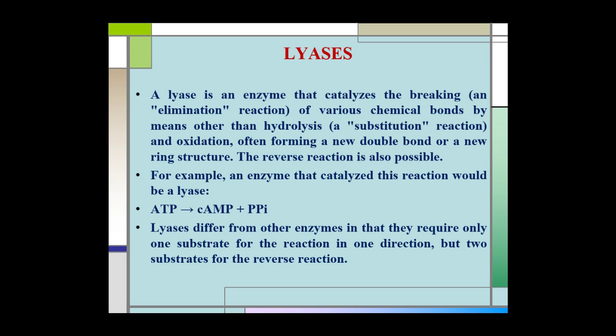For example, an enzyme that catalyzes this reaction would be a lyase. In this reaction, the ATP is converted to cAMP and PPi. The lyases differ from other enzymes in that they require only one substrate for the reaction in one direction, but it requires two substrates for the reverse reaction.